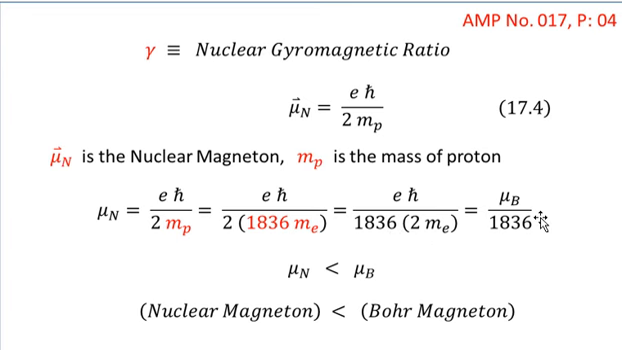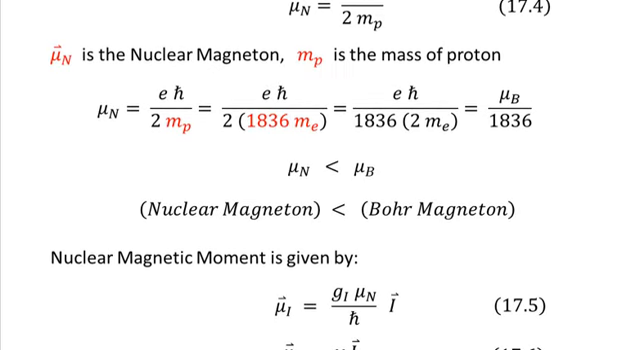write mu n is equal to mu b, which is the Bohr magneton, divided by 1836. So it means that the nuclear magneton is 1836 times smaller than the Bohr magneton. And we can simply write that mu n is less than mu b, or nuclear magneton is less than Bohr magneton by a factor of 1836.